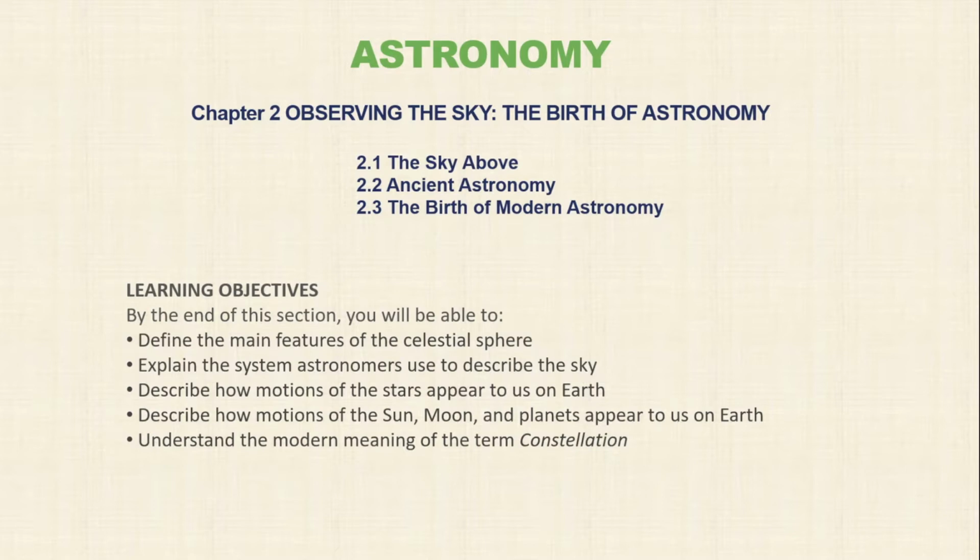Also, you should be able to describe the path of the sun and moon in the day sky and night sky, including the motion of the stars and planets as they appear to us on the earth, and then understand the term constellation.